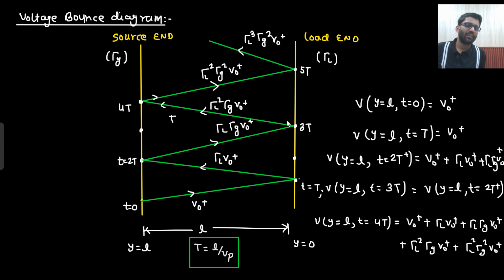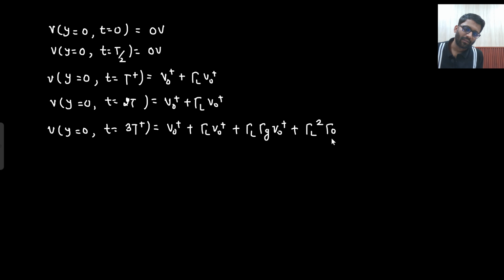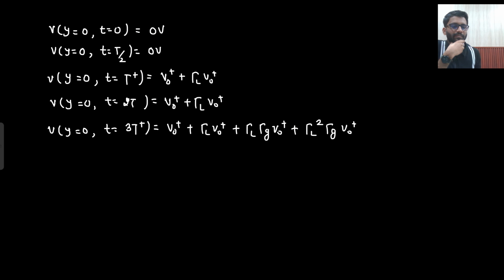But if I ask you what will be the wave at time t equals 3T plus, on the bounce diagram I will go to 3T. At 3T I can see this wave, this wave, this wave, and this wave. So at 3T you have all these 4 waves. Here you can also check: at time T it reached, then at 2T, then at 3T this reached and then reflected back. So V naught plus, then first reflection, then another reflection, then another reflection. These are the 4 waves we have at 3T plus.